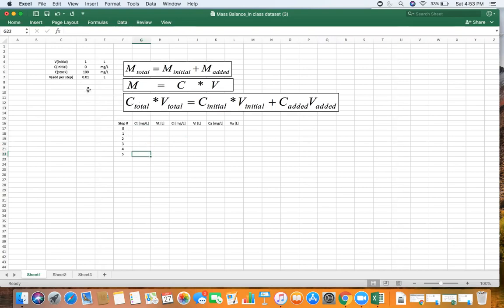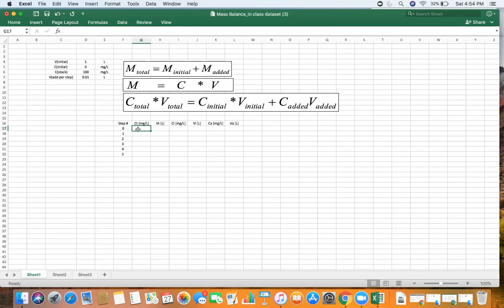You'll be given information from the beginning, which is the volume initial, in this case 1 liter, the concentration initial, which is 0 milligrams per liter, a stock concentration, which is 100 milligrams per liter, and volume added per step, which is 0.01 liters. So using this equation that we will plug into our concentration total, we will find from volume added, concentration added, volume initial, concentration initial, and volume total.